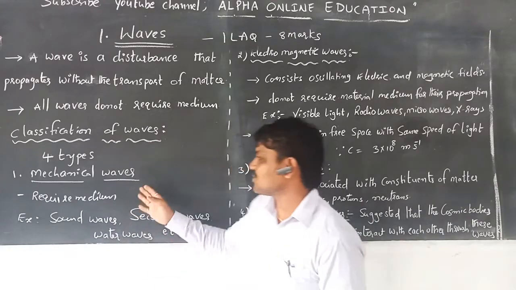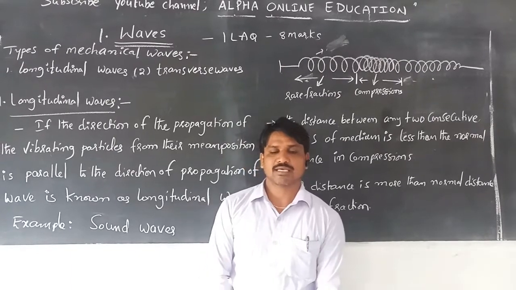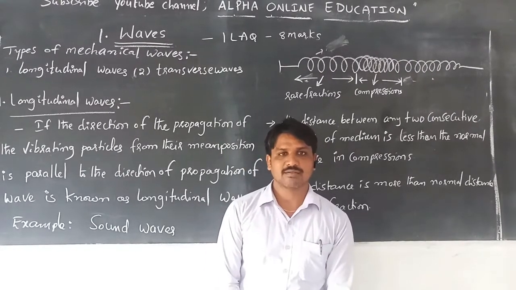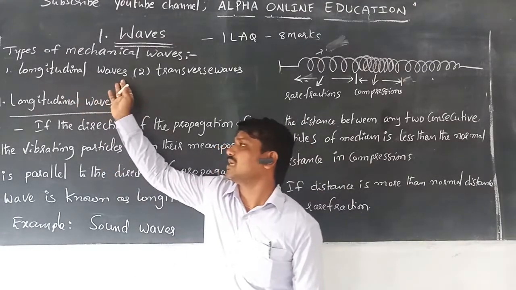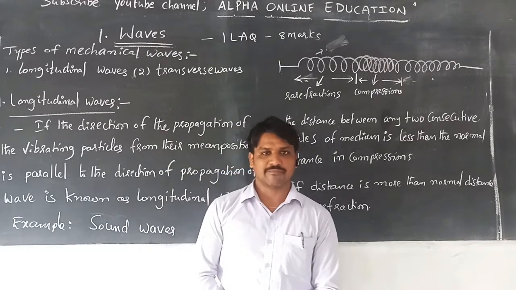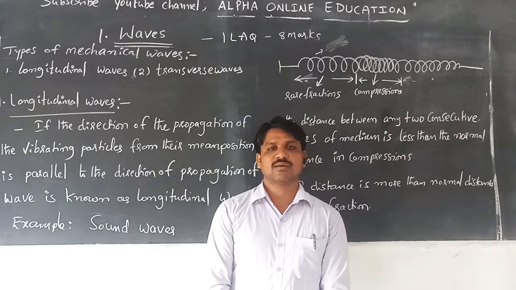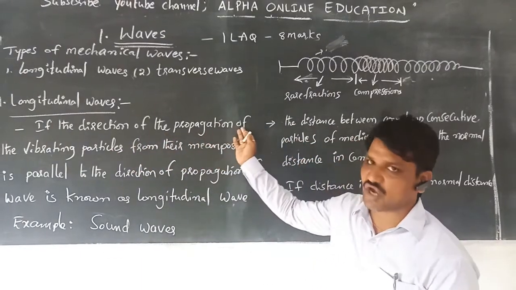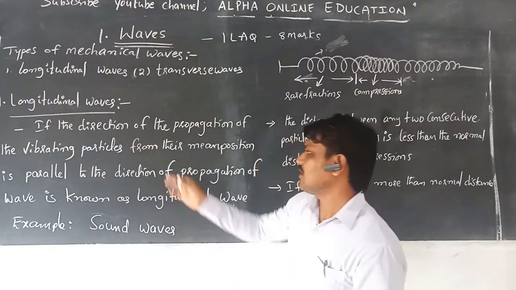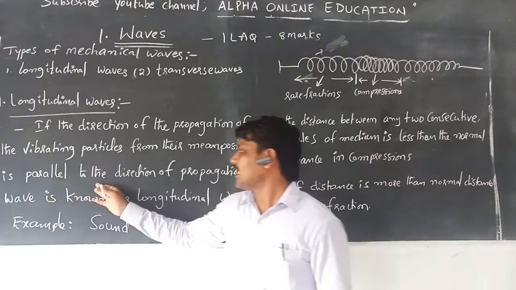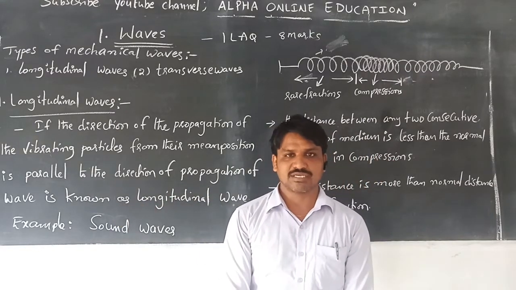These are the classification of types of waves. Now, there are 2 types of mechanical waves. The first one is longitudinal waves. What is meant by a longitudinal wave? A longitudinal wave is one in which the direction of vibration of the particles in the medium about their mean position is parallel to the direction of propagation of the wave.